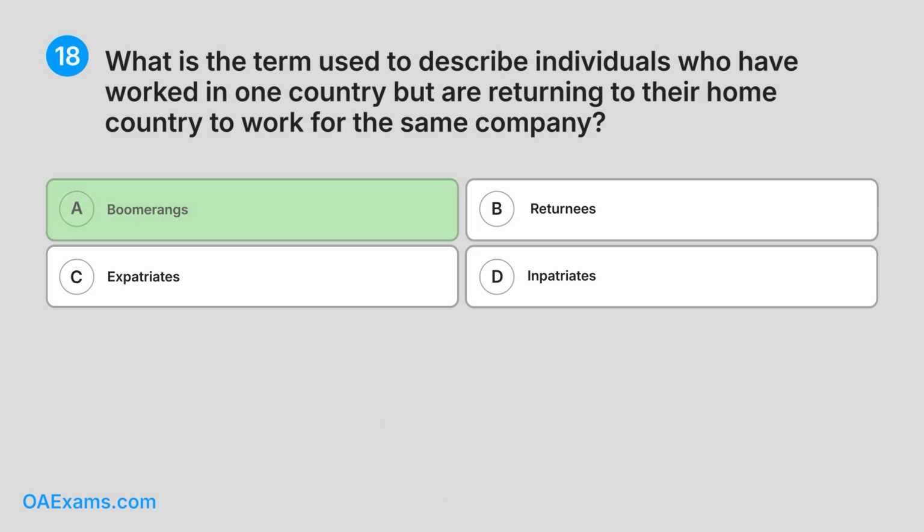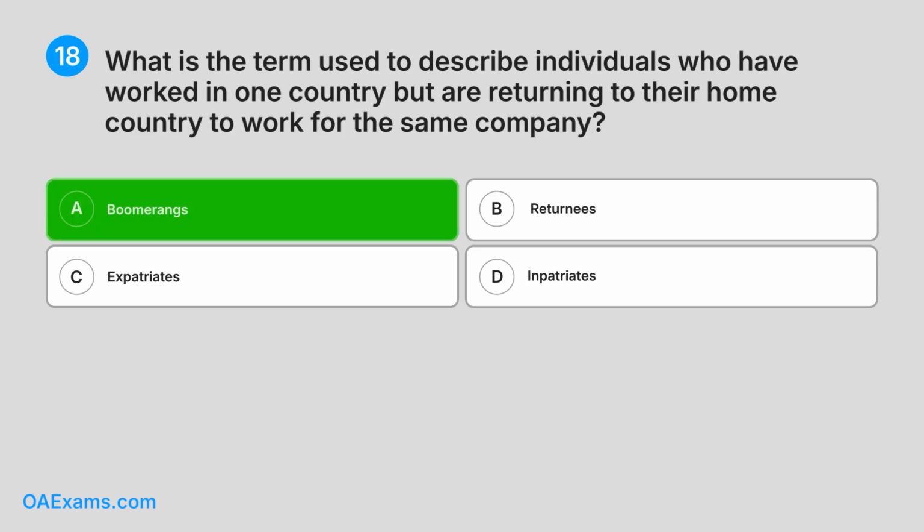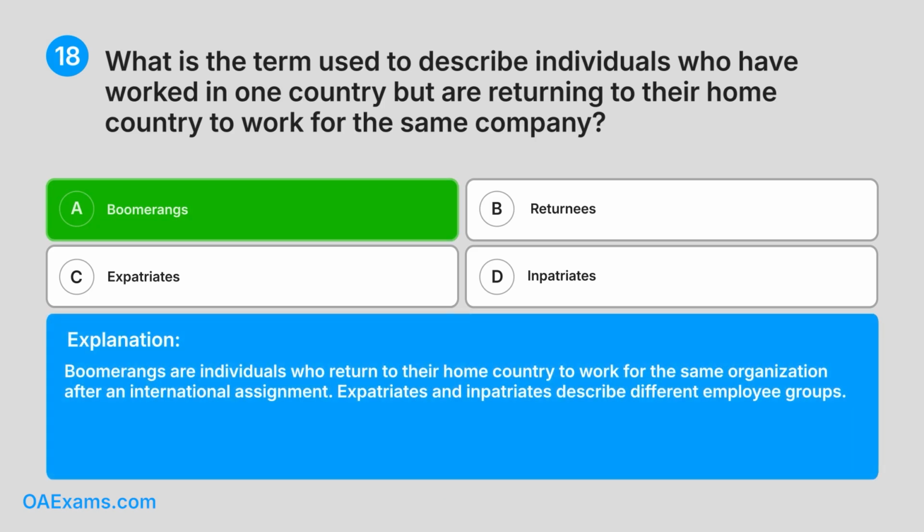Correct answer, A. Boomerangs. Explanation. Boomerangs are individuals who return to their home country to work for the same organization after an international assignment. Expatriates and impatriates describe different employee groups.